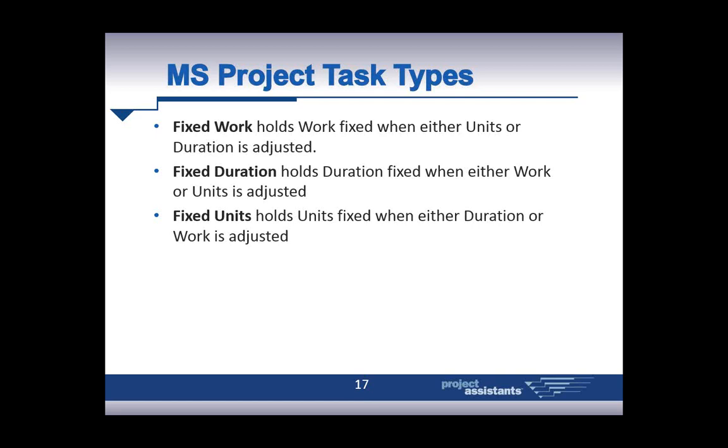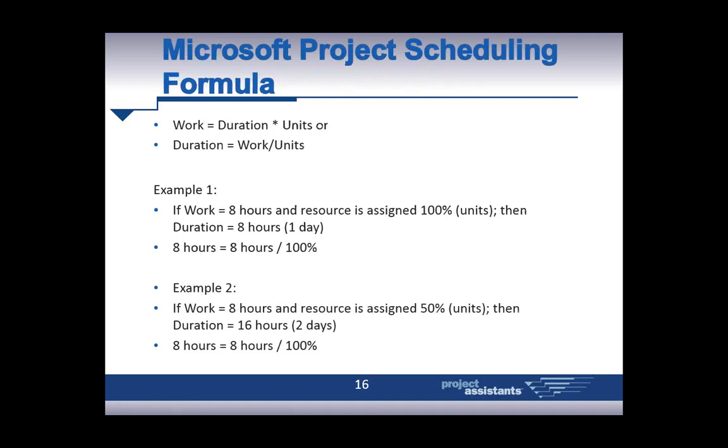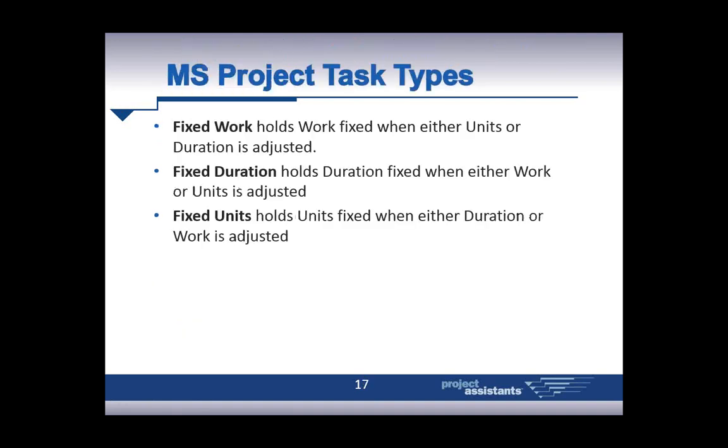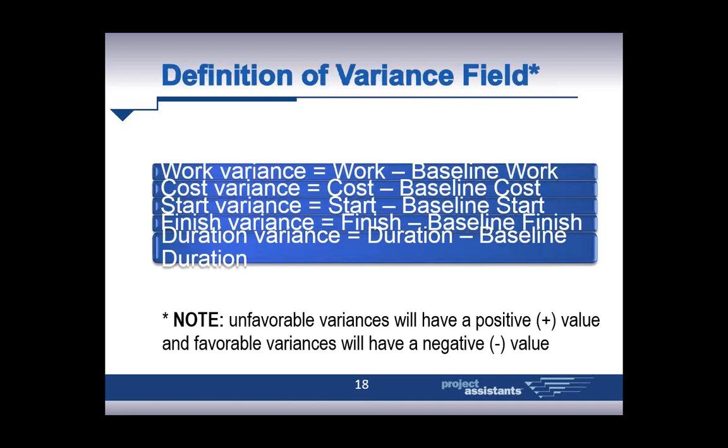Fixed work holds work fixed when either units or duration is adjusted. If you go back to the formula, duration equals work divided by units, as you adjust one variable, it's going to hold a third variable fixed while changing the second variable. Fixed duration does just what it says. It holds duration constant. Fixed units holds units, or percentage resource allocation, constant. It's very important to understand these task types and how they affect the project scheduling engine. We'll show some examples in a couple minutes.